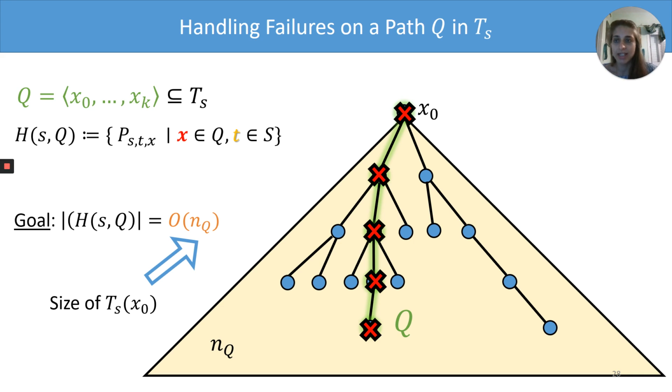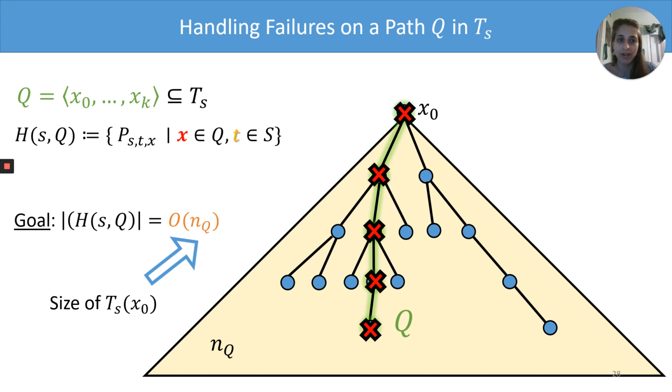So our strategy is as follows. For every replacement path, how do we handle it? We partition them into several classes. So we have many kinds of replacement paths, each with a failing vertex on Q.